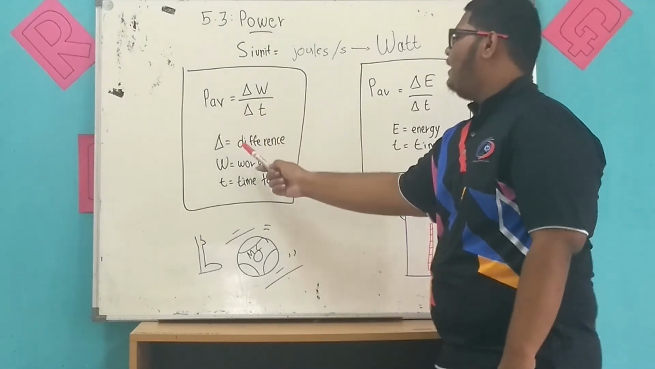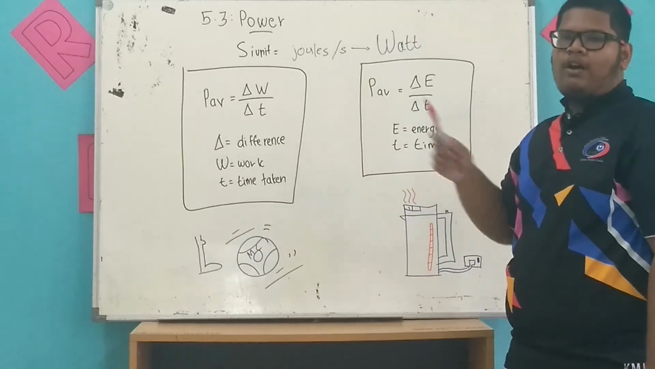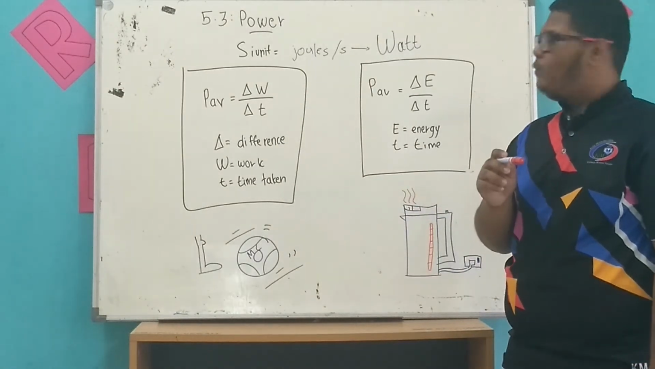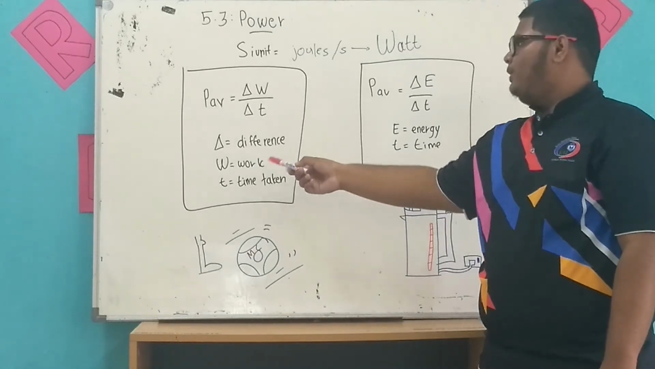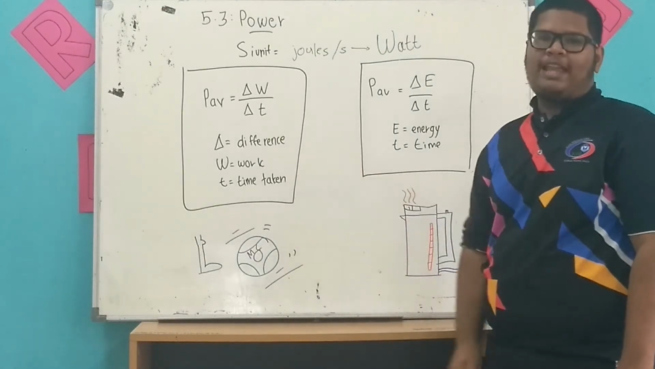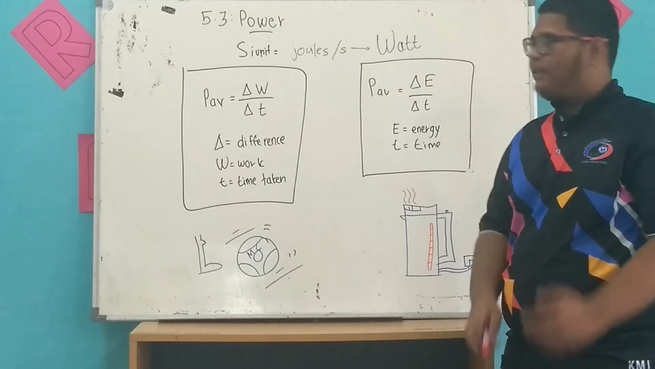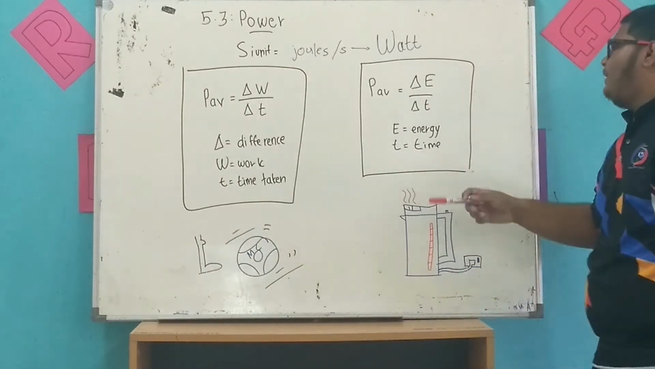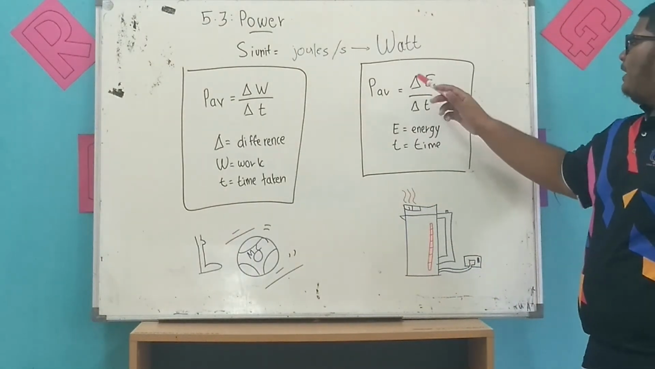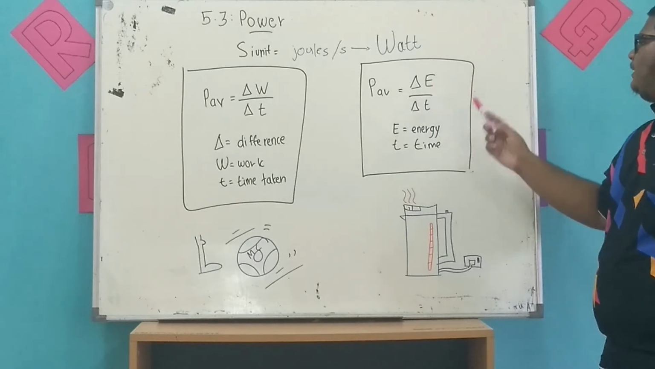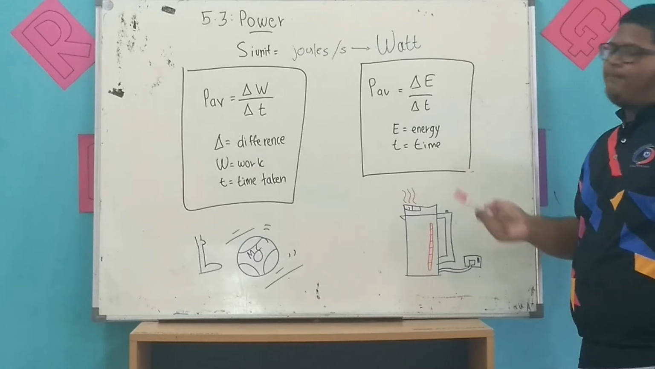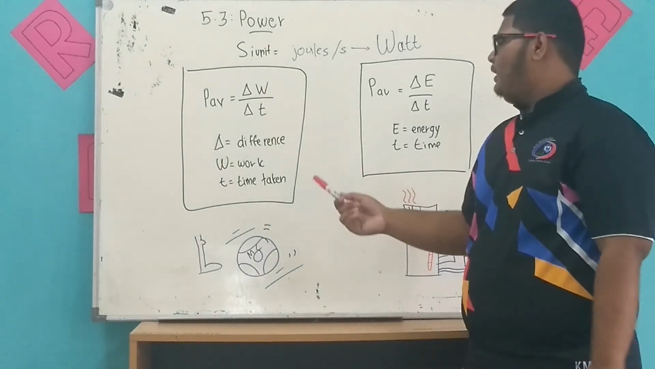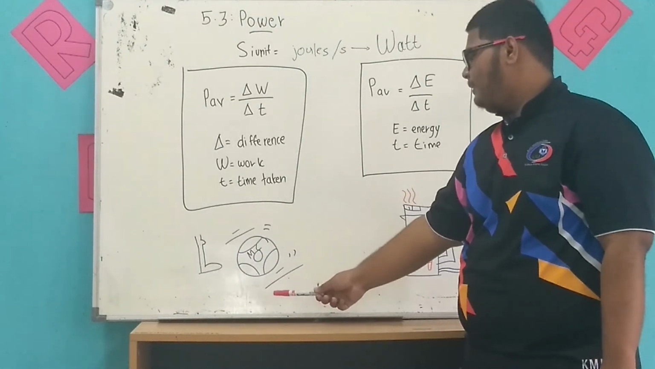Delta is the difference between the initial work done and the final work done, W is work, and T is the time taken when the work is done. For the second formula, it is delta E, or delta energy, over delta time, where E is energy and T is time taken.